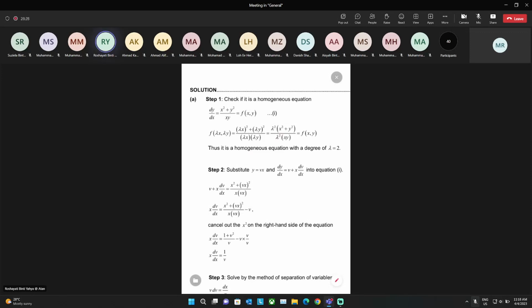So the next step, substitute y equal to vx, and dy/dx becomes v plus x dv/dx. These two are mandatory. So we have just now dy/dx equal to (x squared plus y squared) over xy, so that dy/dx here you substitute become v plus x dv/dx equal to x squared, just leave it as x squared, and now y squared becomes, because you have y equal to vx, (vx) squared, over x, and then this is your y.